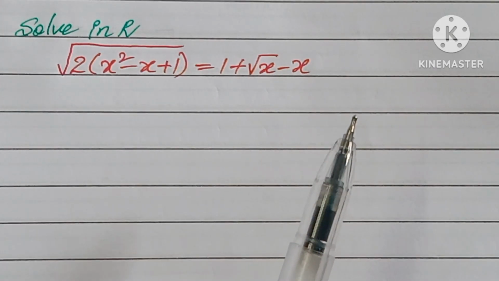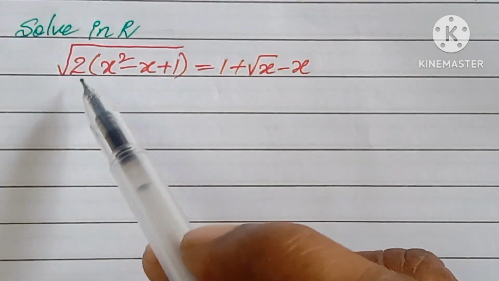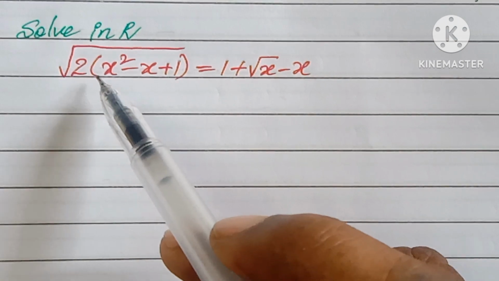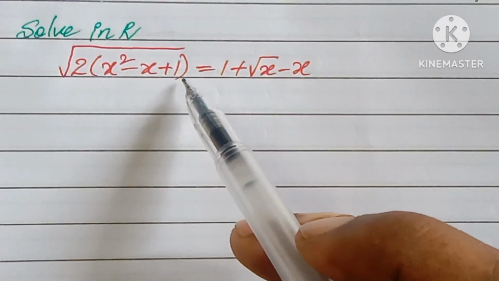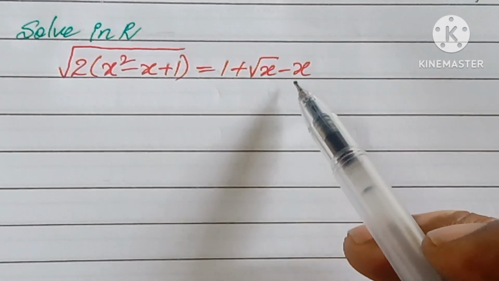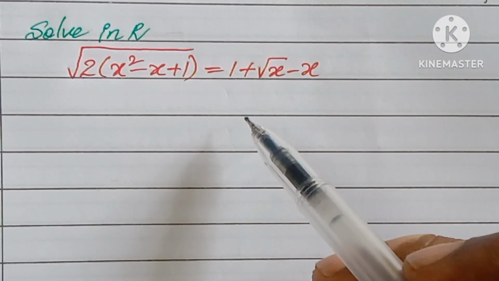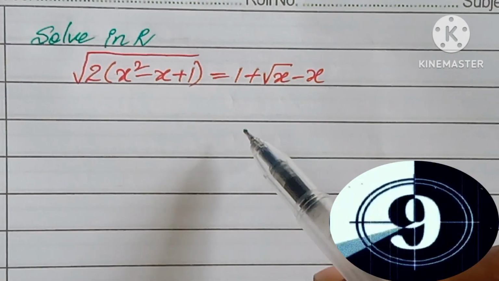Today, we are looking at an Olympiad problem. The question is: solve in R, square root of 2 into x square minus x plus 1 is equal to 1 plus root x minus x. As you are going to solve this problem, pause the video for 10 seconds and try it out.